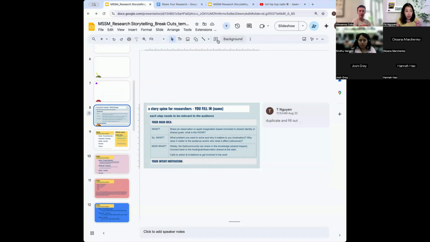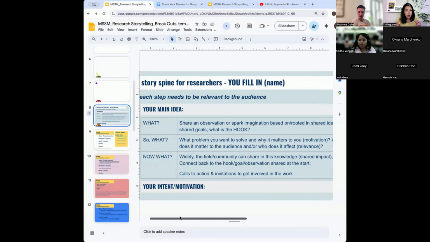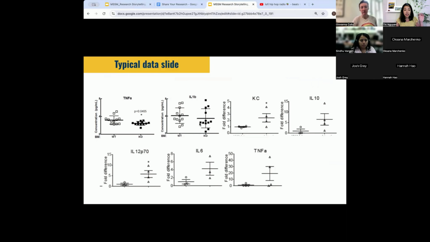Let me make this bigger so that people who are on the video can see this, right? What is your main idea? Why do people care? And what are people going to do with the information? It's the same for every slide. What is my message for this slide? Why do people care? And what's my next decision from it?